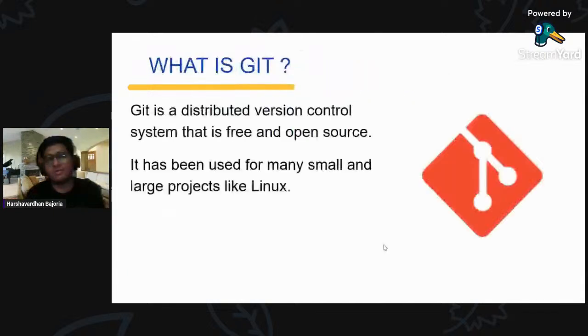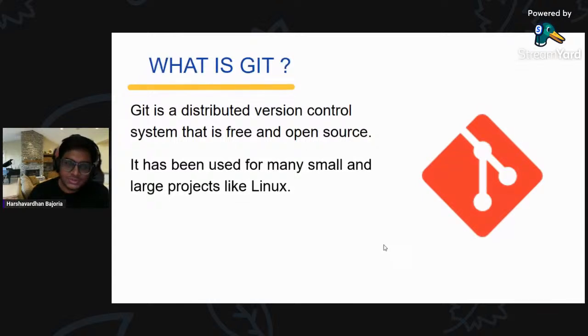Now you will be able to relate. Git is a distributed version control system. That means Git is a version control system which allows you to track the content, collaborate with your team, and also bring agility into your system. It's free and it's open source. That means its code is available somewhere where you can access it.